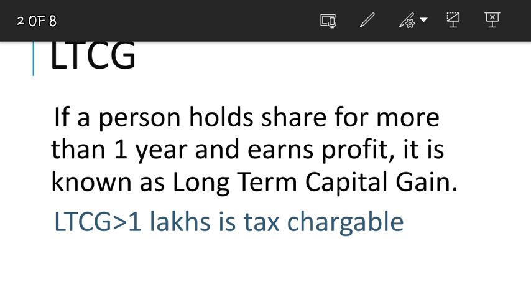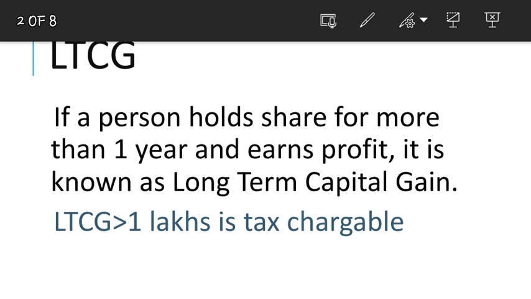It means long-term capital gain. If a person holds a share for more than 1 year and earns profit, it is known as long-term capital gain, LTCG. Okay, if you as an investor are holding a share of a particular company, say suppose Reliance Limited, for a period of more than 1 year, the profit which you are earning from there is known as long-term capital gain, LTCG.